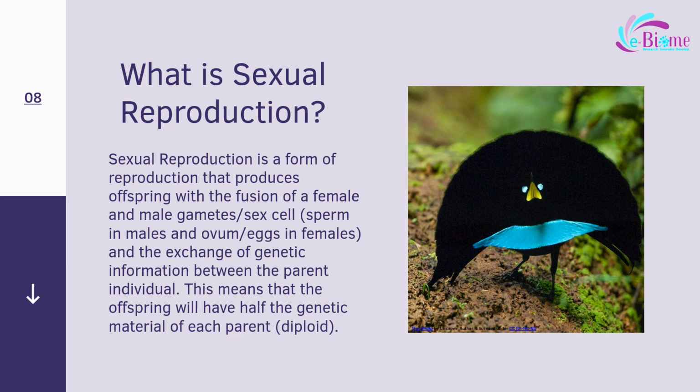The reproductive gametes used in this process are haploid, meaning that they have half of each parent's genome. The two combine to form a diploid organism.